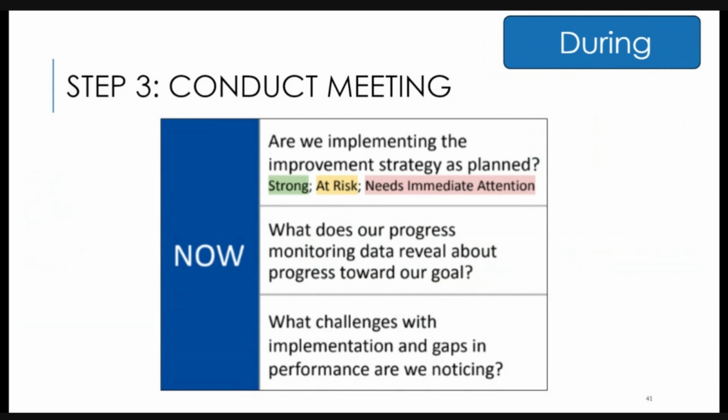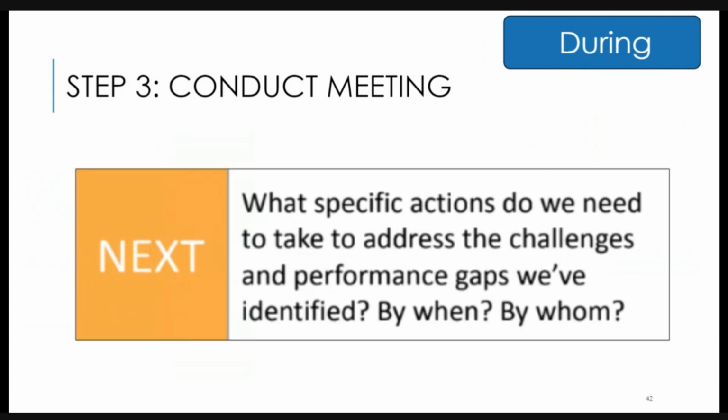Strategies that have only been partially implemented or have inconclusive or inconsistent results are going to be labeled as at risk. And improvement strategies that have not been implemented or are not yielding any positive results are going to be labeled as needs immediate attention. After discussing the current results, you're going to move into the next guiding questions to decide what actions need to be taken to address the challenges and performance gaps.